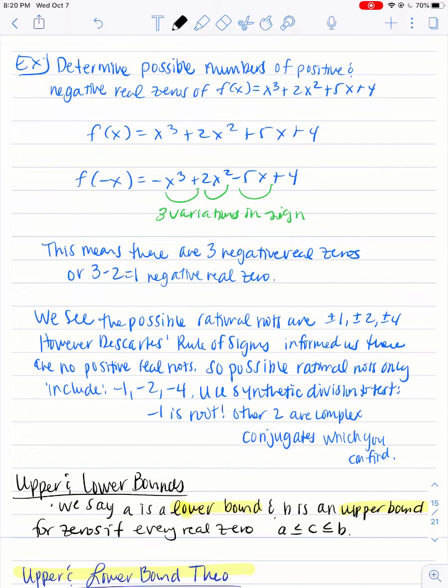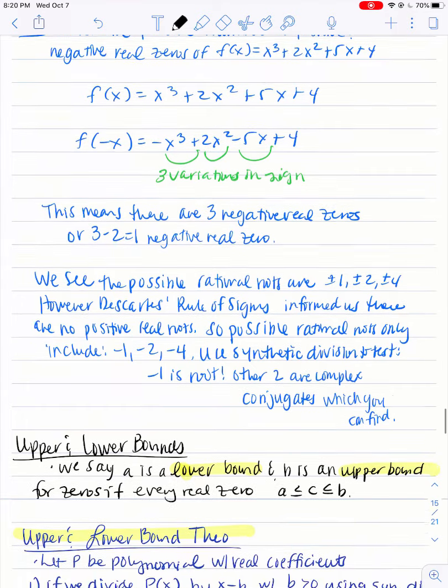So in this example, we're going to determine the possible number of positive and negative real roots of f of x equals x cubed plus 2x squared plus 5x plus 4. So here we can see in f of x, we don't have any sign changes. So we're not going to have any positive real zeros. And we plug in negative x to see how many negative real zeros we have. So we see that we have 3 variations in sign.